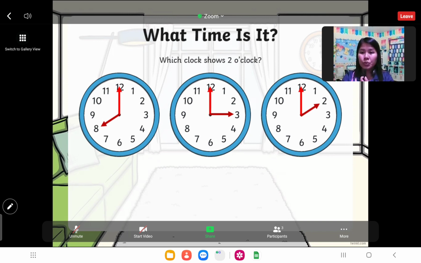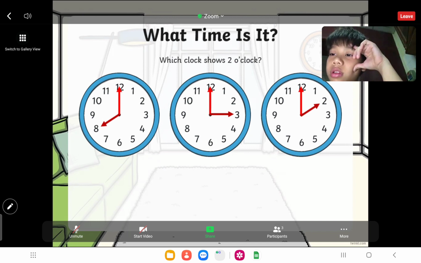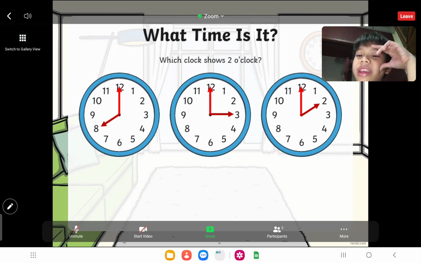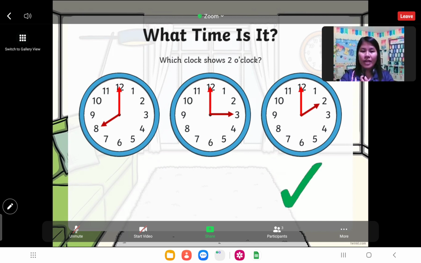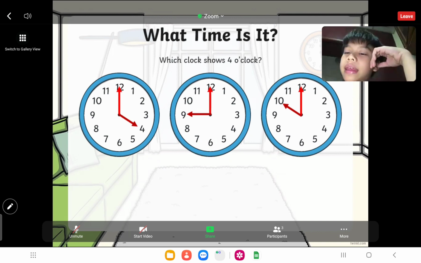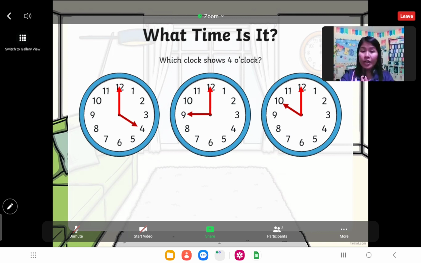Which clock shows 2 o'clock? Is it the first clock, second clock, or third clock? Number 3. Number 3. All right. Next. Which clock shows 4 o'clock? Is it clock A, clock B, or clock C? Letter A.